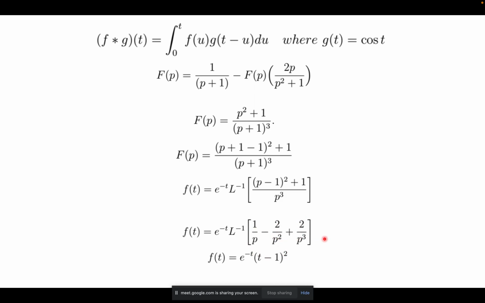I guess this is very straightforward to solve. After solving this, you will get f(t) equal to e power minus t times (t minus 1) whole square. I think it was a very easy problem, and I hope you got the idea of how to solve that. Any doubt in this question? No doubt, sir. Okay, I will move to the next part.